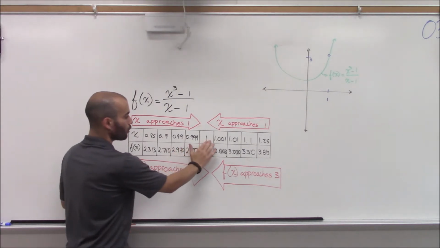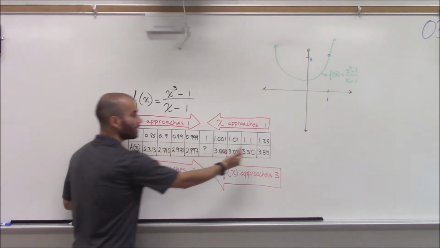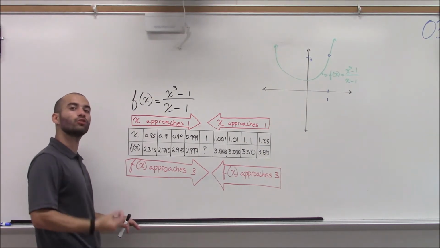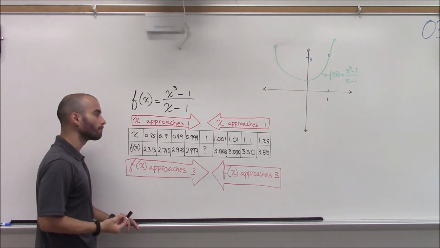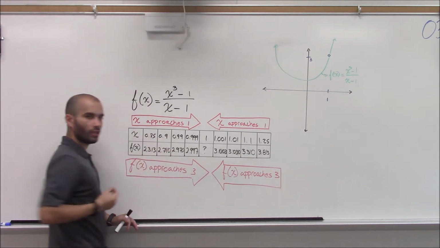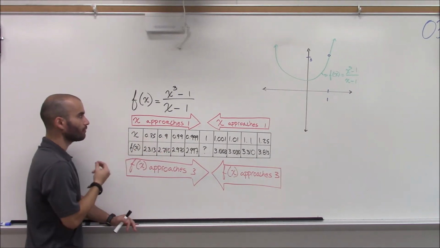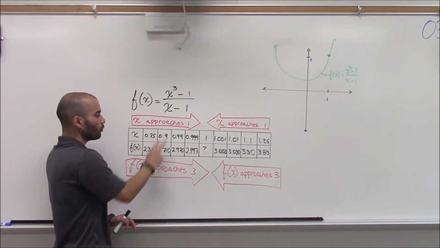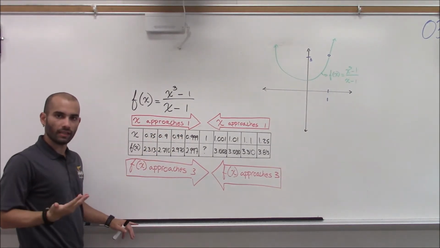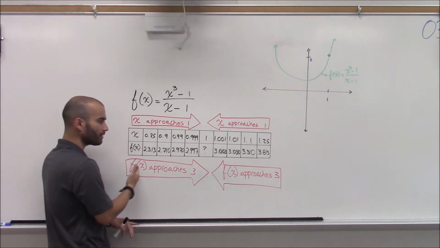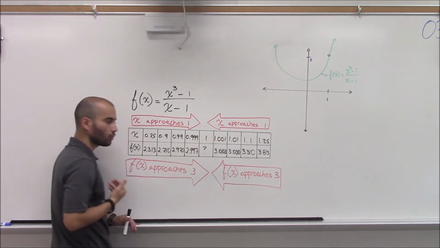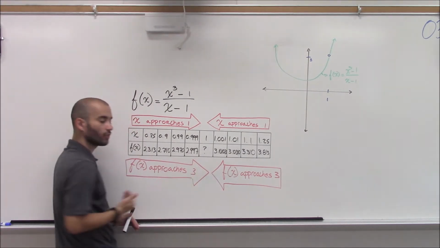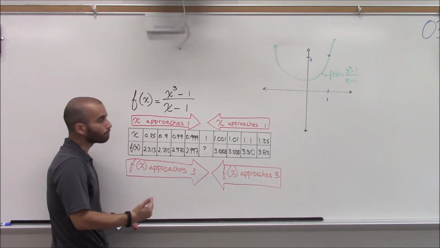We want to approach 1 from the left, and we want to approach 1 from the right. So we want to pick values that get closer and closer to the number 1. And then we evaluate each x value. So 0.75, we plug that in, and we're going to get 2.313. We do that for all the values that we picked, and notice that as we get closer and closer to 1 from either direction, f of x is going to get closer and closer to 3.